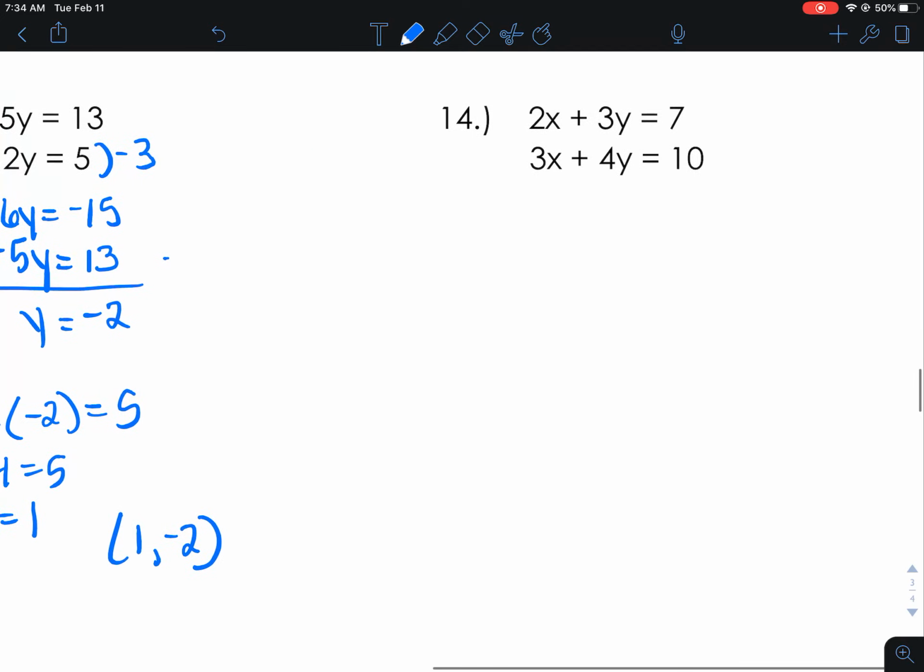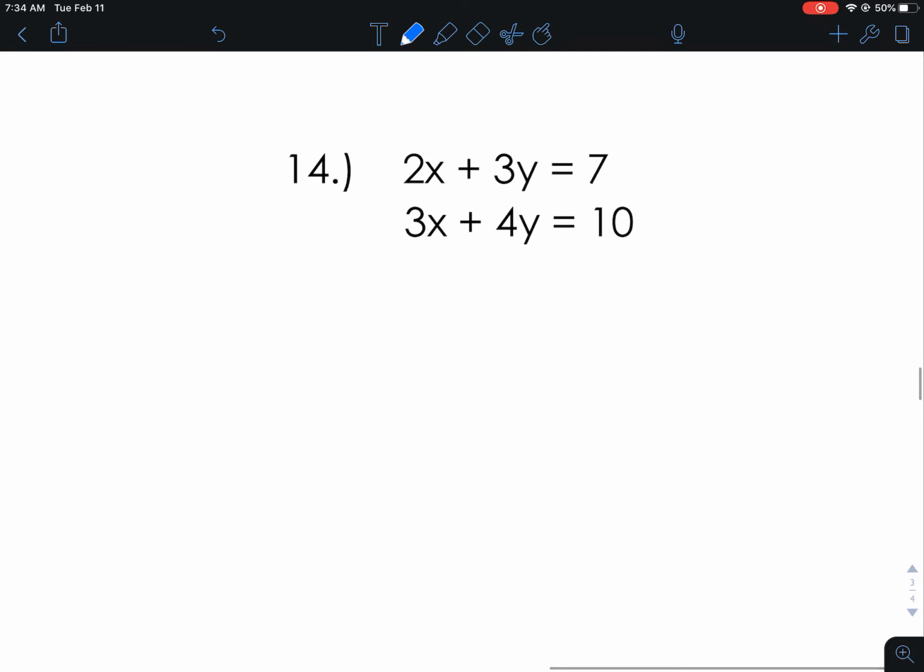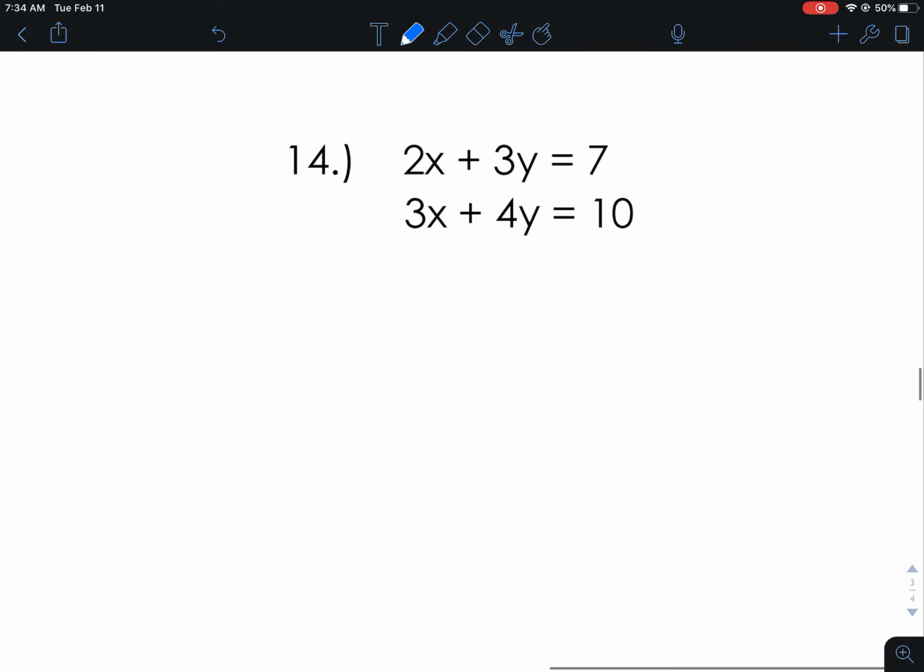All right, and the last one of solving systems, it's kind of not in a good place as far as nothing is easily canceling out. So we're going to actually have to multiply both of them. I'll multiply the first one by maybe -3, and the second by 2. That way I know my x's will cancel out.